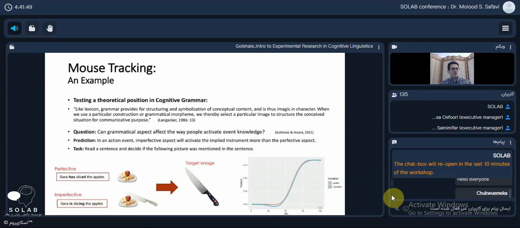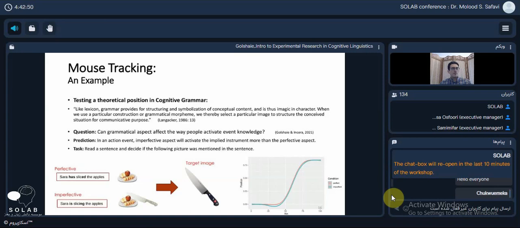These are two different grammatical aspects which are indicated, for example in English, by ed and have in the perfective, and in imperfective aspect, by to be and ing. These are grammatical morphemes that can mark these two aspects. So, according to what Langacker says, we predicted that, okay, I told you the question, can grammatical aspect affect the way people activate event knowledge? Our prediction was that in an action event, imperfective aspect will activate the implied instrument more than the perfective aspect.